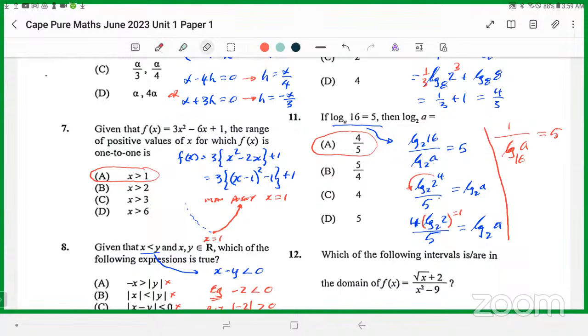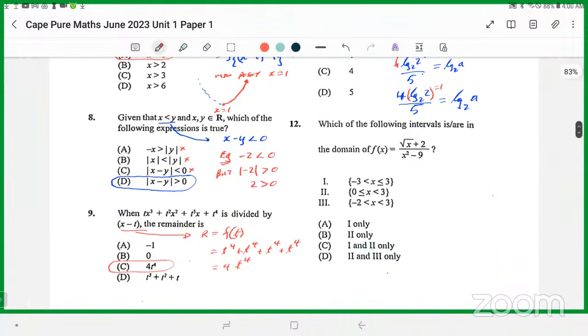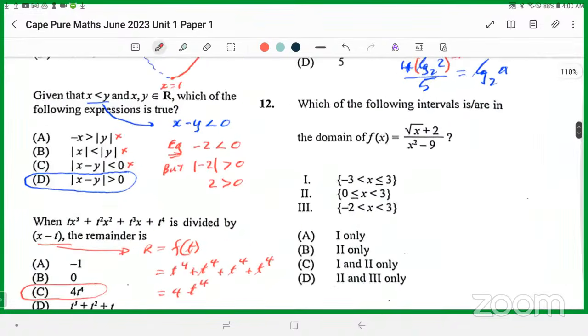No, that doesn't make too much work. Yeah, doesn't make too much work. I think bringing it to base 2 is the best way. All right, let's continue. Number 12.